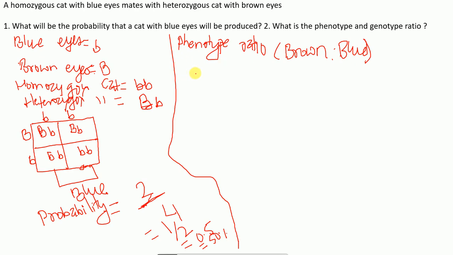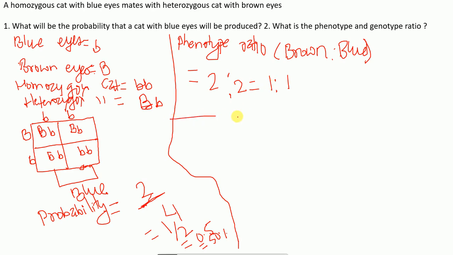So what is that then? Let's do it here. If you look at this Punnett square, in this case we will get a cat with brown eyes because capital B is dominant. Here also we will get brown eyes, but in this case we will get a cat with blue eyes, and here also a cat with blue eyes. So basically 2 is to 2, which is 1 is to 1. So this is the phenotype ratio. The phenotype ratio is 1 is to 1.